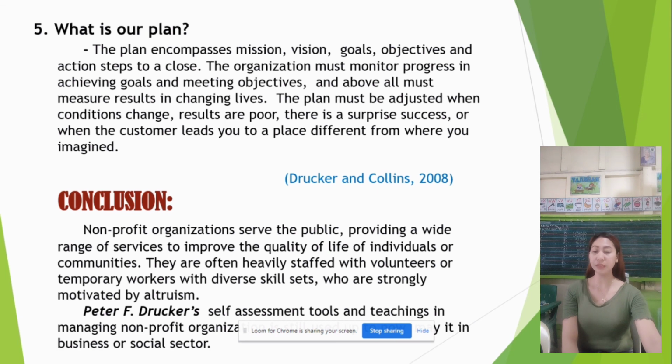Conclusion: nonprofit organizations serve the public, providing a wide range of services to improve the quality of life of individuals or communities. They are often heavily staffed with volunteers or temporary workers with diverse skill sets who are strongly motivated by altruism. Peter F. Drucker's self-assessment tools and teachings in managing nonprofit organizations are still used up to now, be it in business or the social sector.